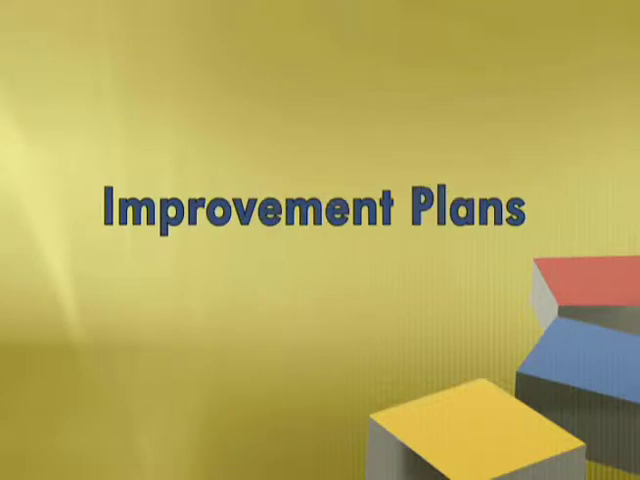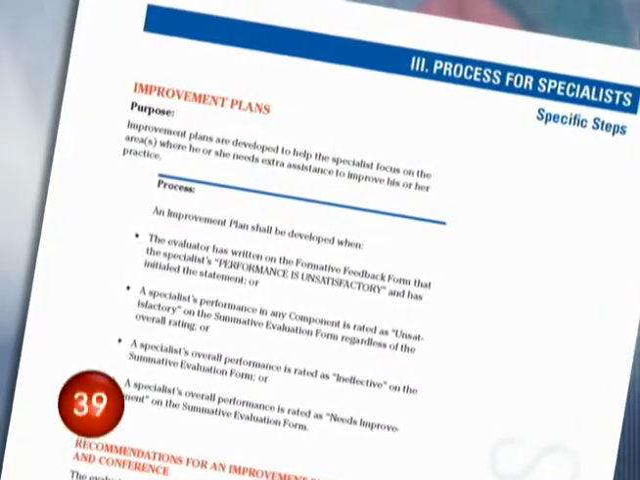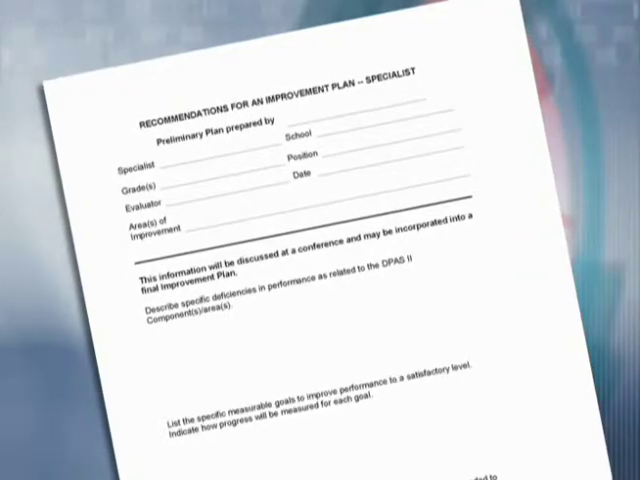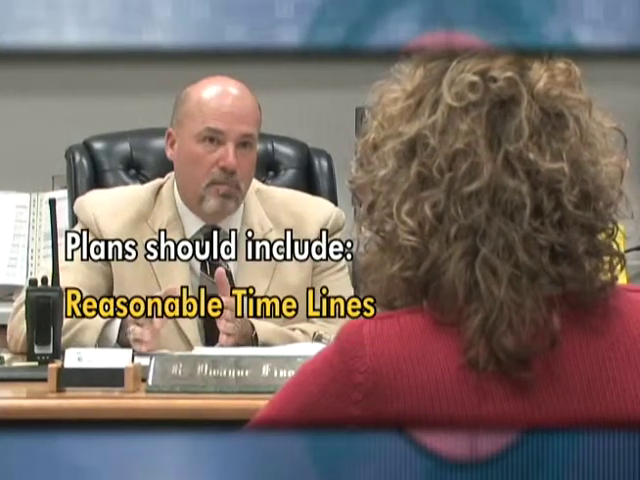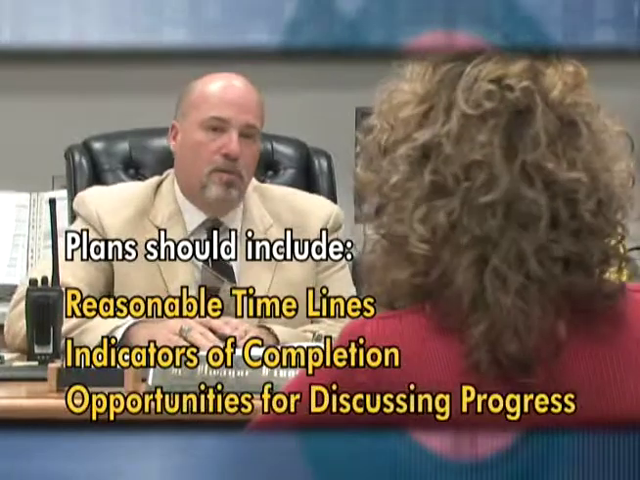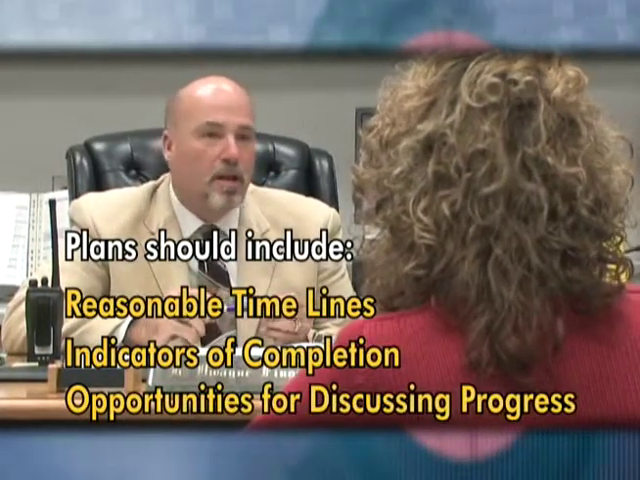Now, we'll take a brief look at improvement plans. Improvement plans are developed to help specialists focus on areas where they need extra assistance. Several conditions can occur that require an improvement plan. For specific details, see Guide page 39. The process includes at least one meeting between the specialist and evaluator, completion of a recommendation for an improvement plan form, and then collaboratively completing the improvement plan form to develop the most effective plan possible. Both parties should ensure that the plan includes reasonable timelines, indicators of completion, and opportunities for discussing progress towards completion.